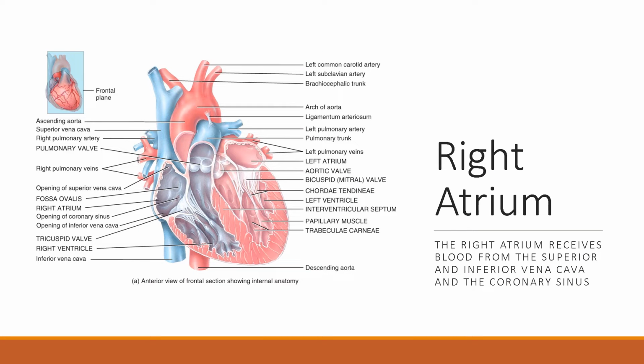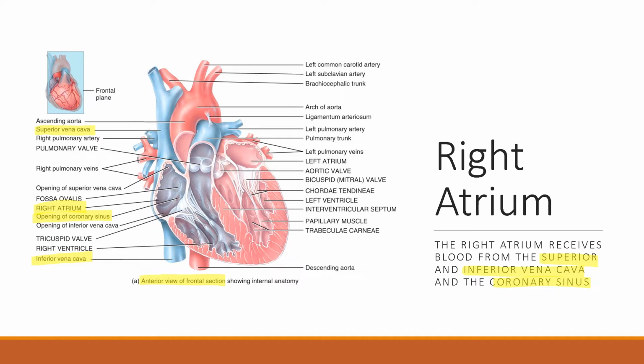So here we can see a nice anterior view of a frontal section now. So we're looking at some internal anatomy in the heart. The right atrium forms the right surface of the heart, and it receives blood from three veins. The superior vena cava, which is here, the inferior vena cava, which is down here, and also the coronary sinus, which is going to be coming through the posterior end, but you can kind of see the opening here. Remember that veins always carry blood towards the heart.